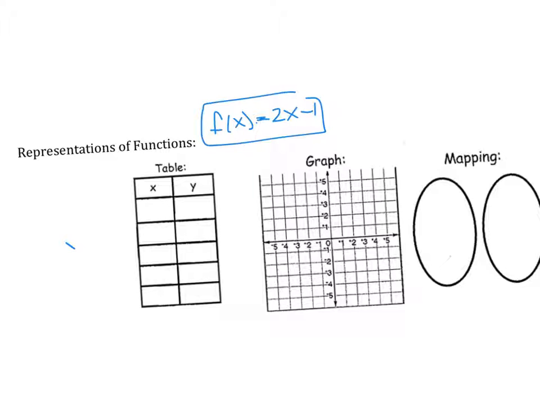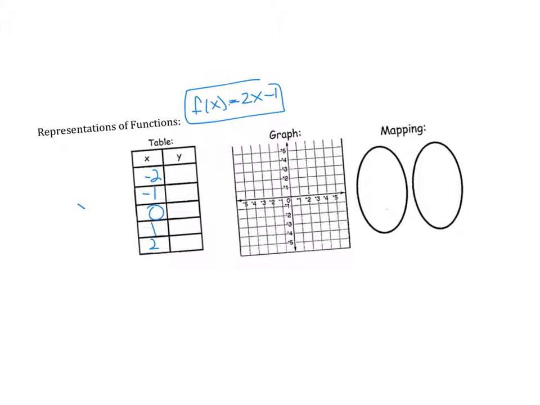So in order to fill out a table for this, let's start by putting a 0 in the middle. And then if x had a fraction attached to it, we would use different numbers, but since it doesn't, we're just going to do 1, 2, and negative 1, negative 2. Now each number I'm going to plug in for x. So 2 times negative 2 minus 1, negative 4 minus 1 is negative 5. Negative 1, so 2 times negative 1 minus 1. Negative 2 minus 1 is negative 3.